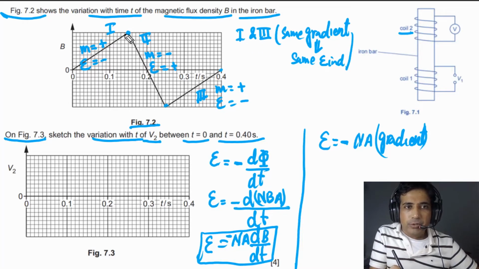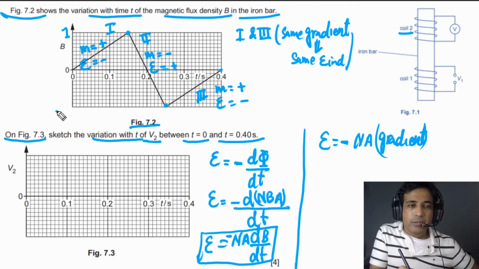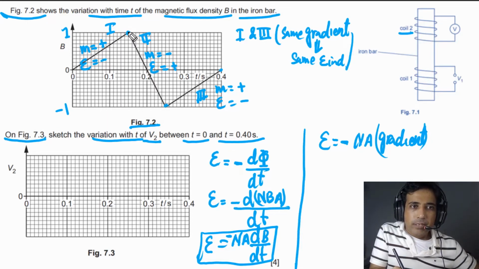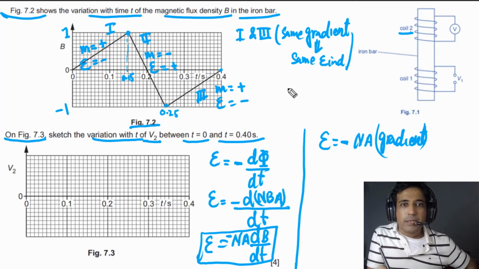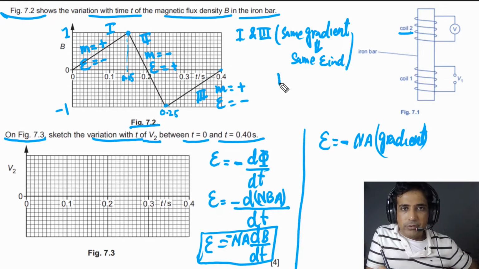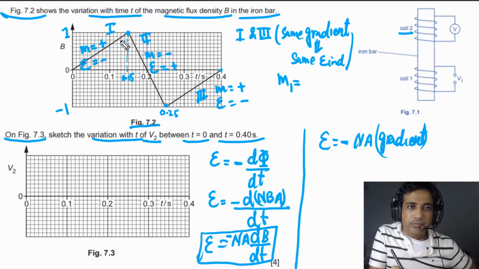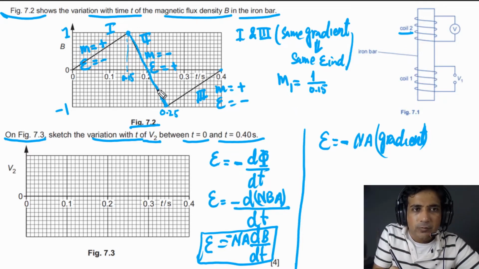Now we need to compare these two with this one. Let's say this one is 0, so here we have 1. So here we will have minus 1. If you look at this point, this is equal to 0.15 and this one is 0.25. So we can calculate gradient of region 1, means the part 1. So we can say gradient M1. So I will be writing M1 here. So the gradient of this part will be equal to 1 divided by 0.15.